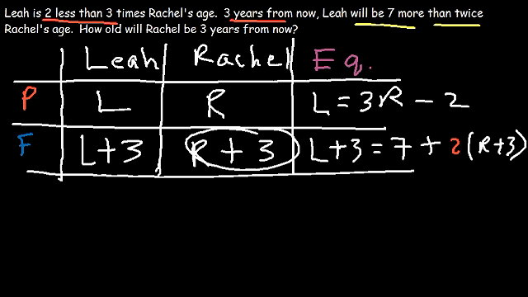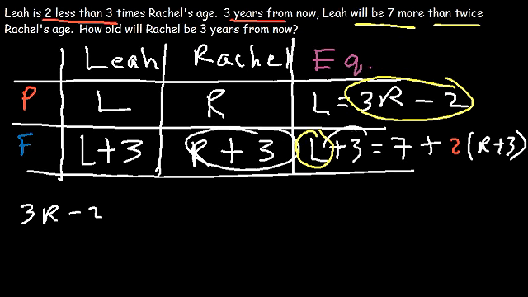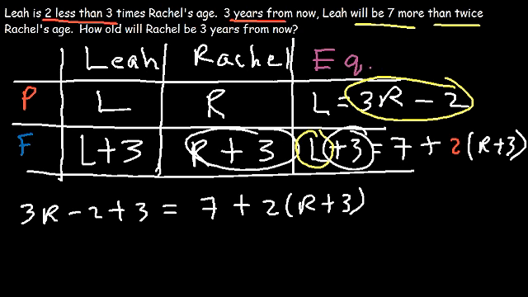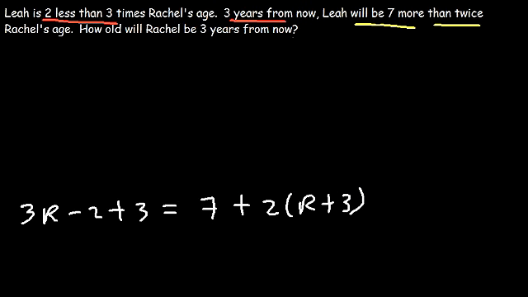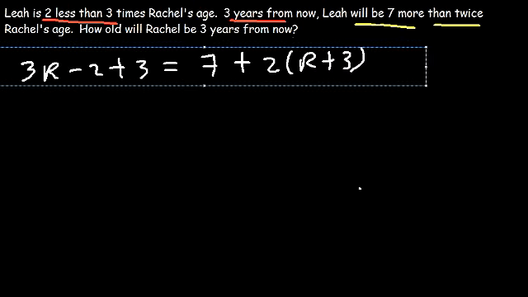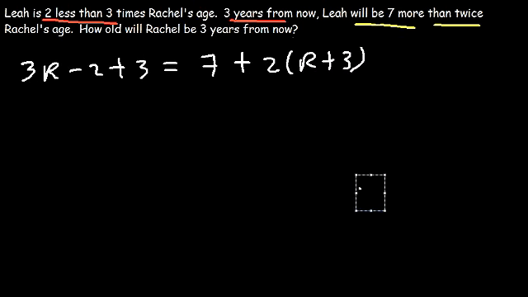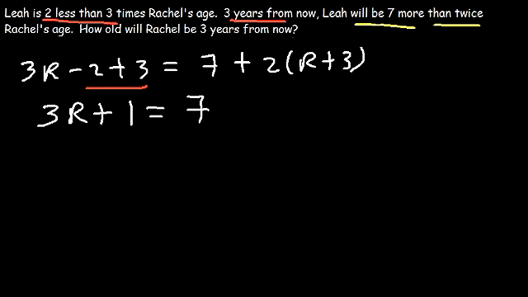Now what we're going to do is replace L with what it's equal to, 3r minus 2. So 3r minus 2 plus 3 is equal to 7 plus 2 times r plus 3. So go ahead and solve for r. So now let's move this over here. Now let's combine like terms. Negative 2 plus 3 is 1. So we have 3r plus 1 on the left side. And let's distribute the 2.